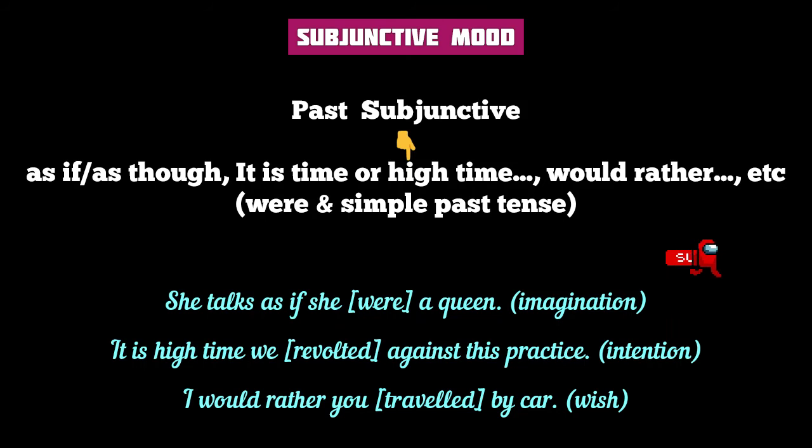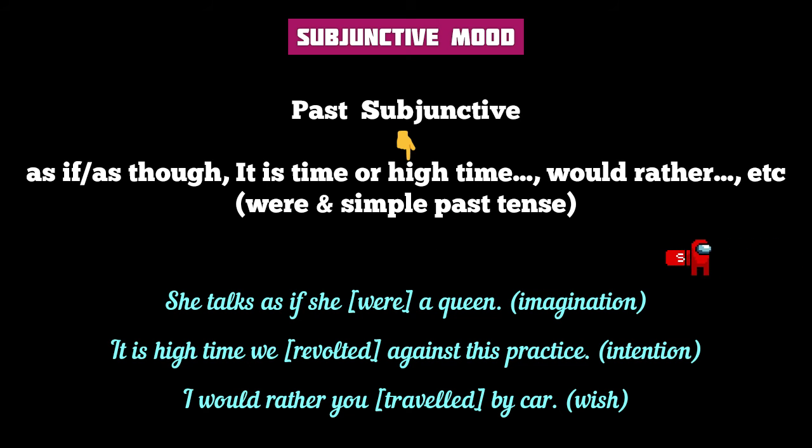The past subjunctive is also used after certain phrases or expressions that denote a wish, imagination or intention. Remember, after as if, as though, it is time, it is high time, would rather, etc., the past subjunctive is always used in the form of were and simple past tense.